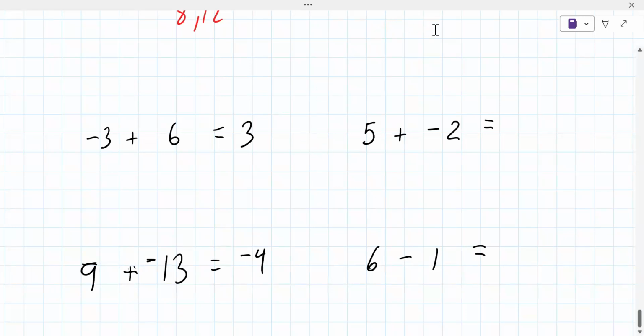Okay. The 5 and 2 would be +3. And then the last one would be +5.